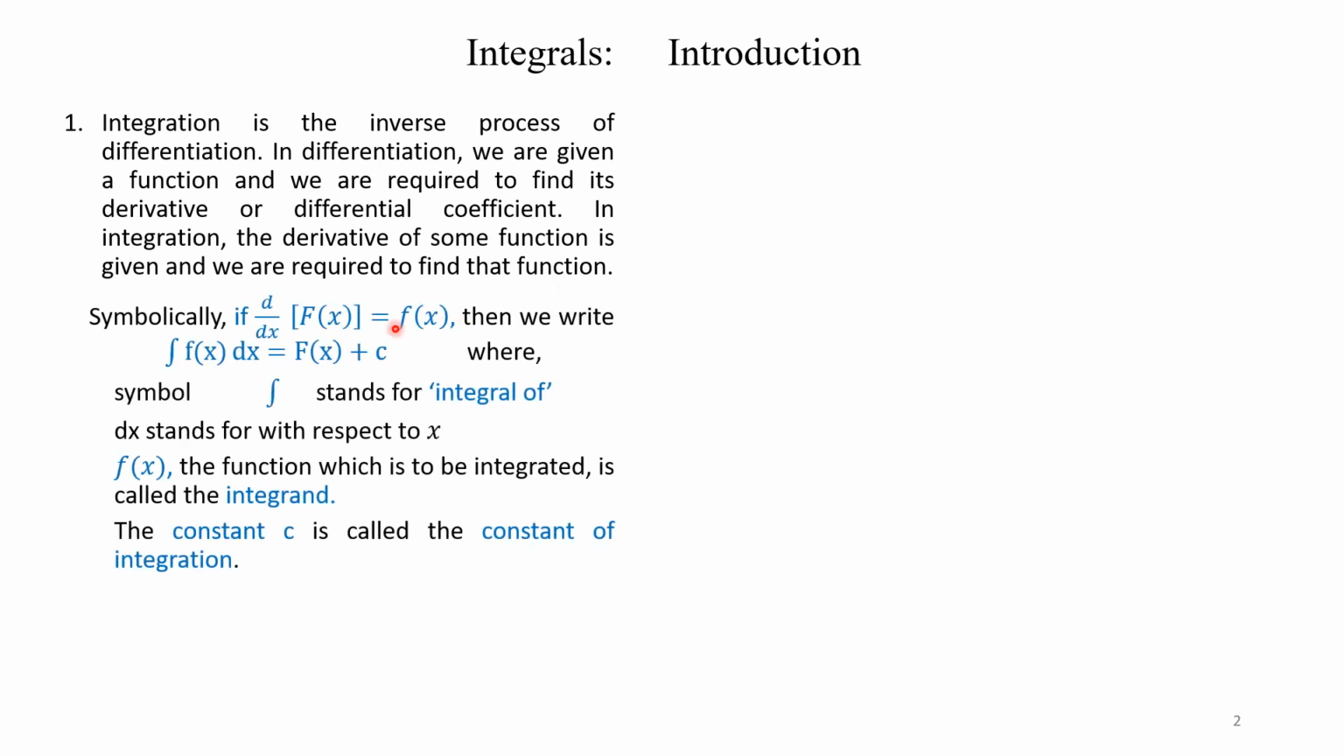Symbolically, if d by dx of capital F of x equals f of x, then we write integral f of x dx is equal to capital F of x plus c, where the elongated s symbol as shown on the screen stands for integral of, and dx stands for with respect to x, differential with respect to x. f of x, the function which is to be integrated, is called the integrand. The constant c is called the constant of integration.